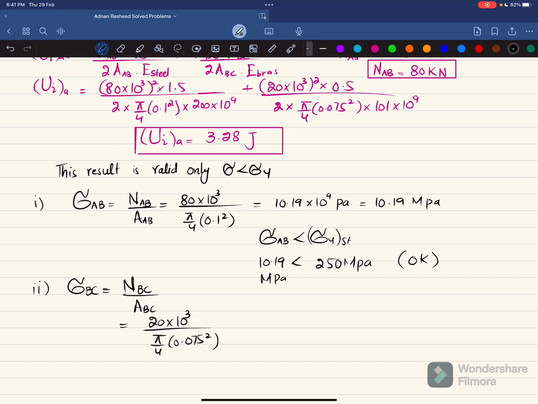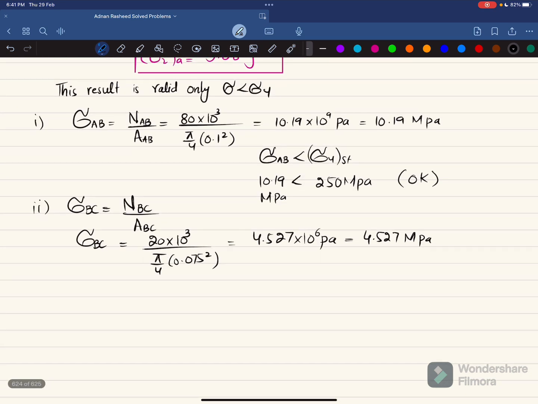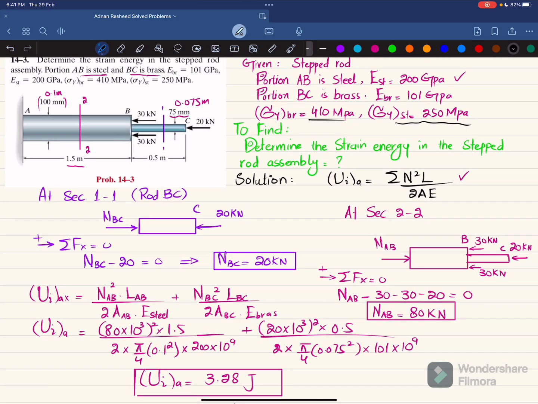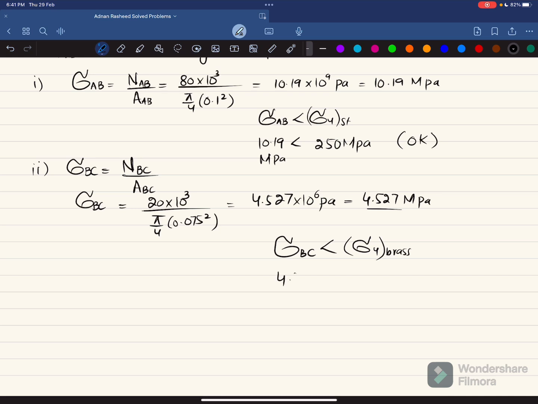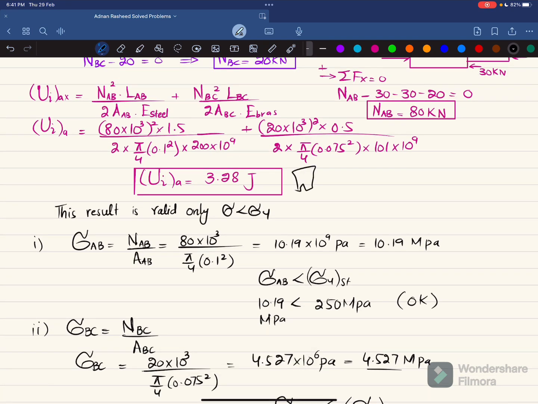Okay. So again, when you calculate it, you will get the normal stress in BC, which comes out to be 4.527 into 10 to the power 6 Pascal, or 4.527 megapascal. And you can compare sigma BC and sigma yield of brass. You can see this is 4.527 megapascal, while the yield stress of brass is 410 megapascal. So 4.527 megapascal is less than 410 megapascal. So it means that the strain energy stored in this body is 3.28 joules.